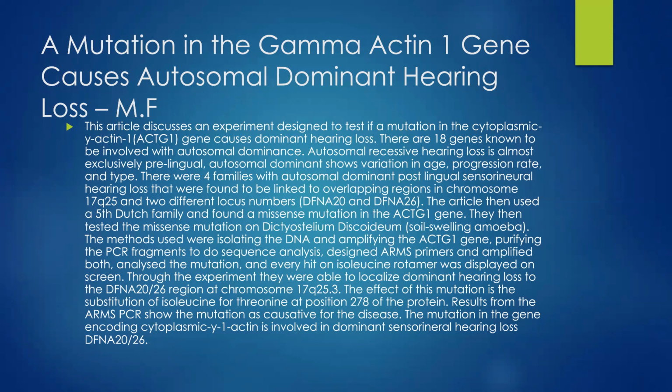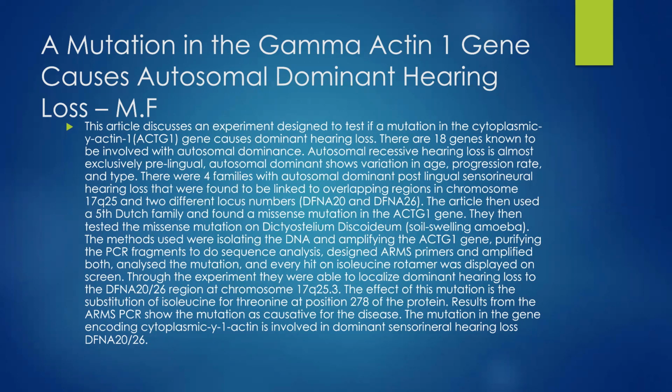With all of that being said, the methods they used for the experiment include first isolating the DNA and amplifying the actin gamma 1 gene using a thermocycler under precise cycling conditions. They then purified PCR fragments to do sequence analysis using BigDye terminator sequencing. Next, they designed ARMS primers for both the wild type and the mutant reverse primers. The amplification was done under precise conditions.